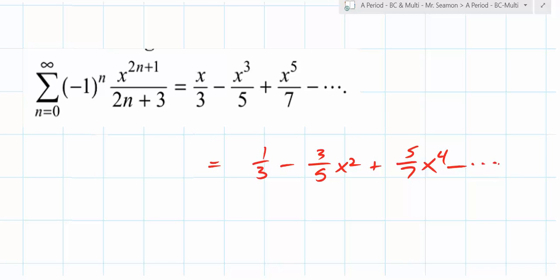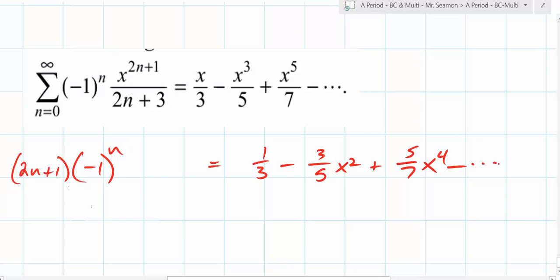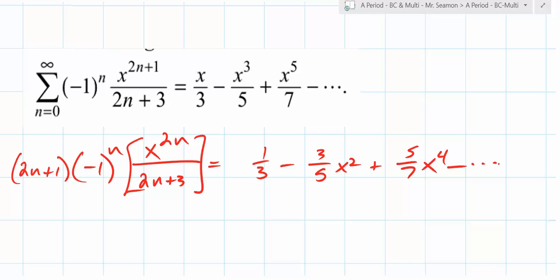When you take this derivative, right, you end up with what? 2n plus 1 times negative 1 to the n, right? You're dropping the power. That just sits there because the n is the general term. It's not actually moving. X to the what power? X to the 2n, right? Over what? 2n plus 3. There it is. You just have to do it really carefully. I'm about 98% sure that we're okay right now.